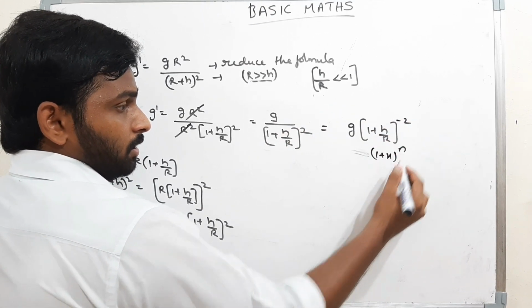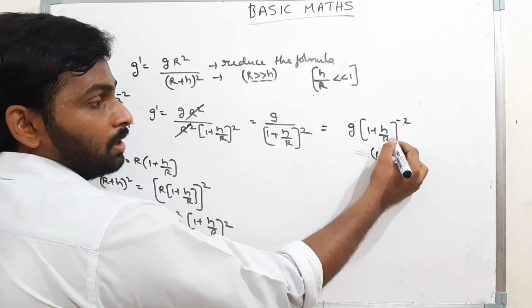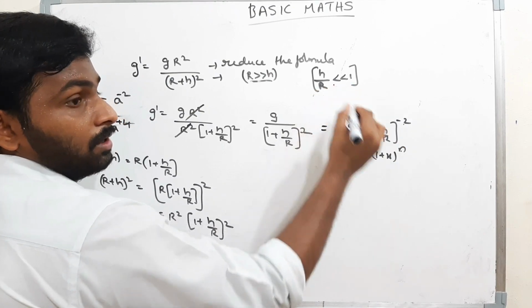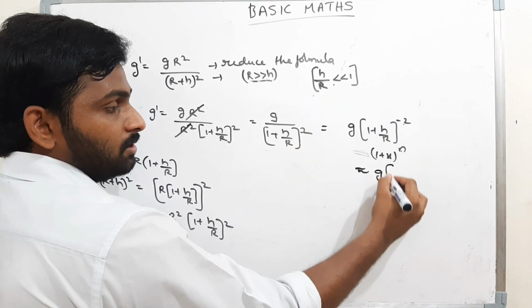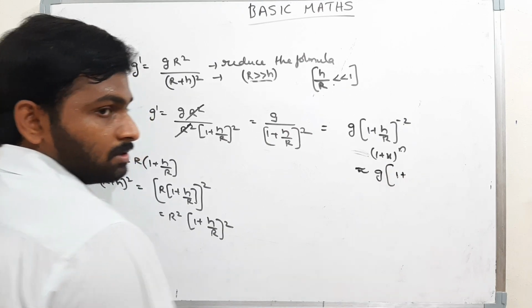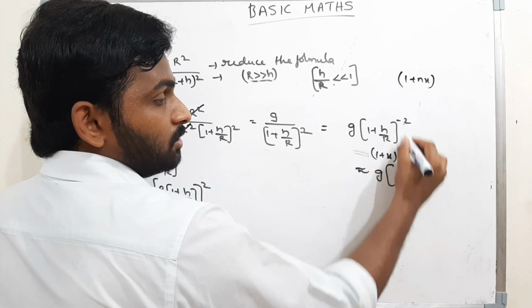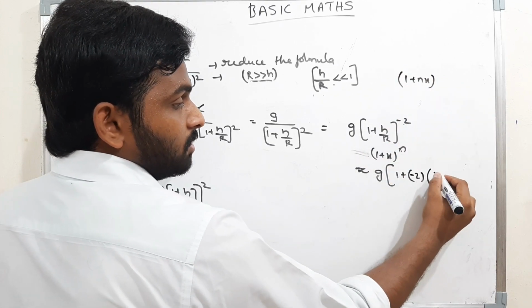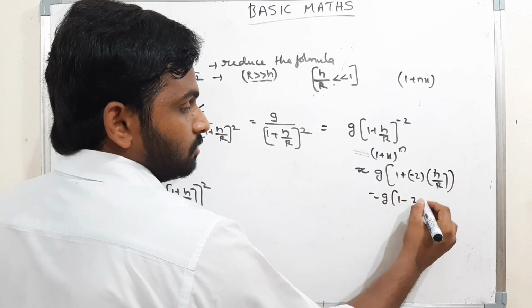It is in the form of 1 plus x whole power n, where x is nothing but h by r, n is nothing but minus 2. H by r is less than 1, therefore x is less than 1, therefore I can use the binomial expansion. I can write as g into 1 plus nx. Therefore n is how much? Minus 2 into x, that is h by r. Therefore nothing but g into 1 minus 2 h by r.